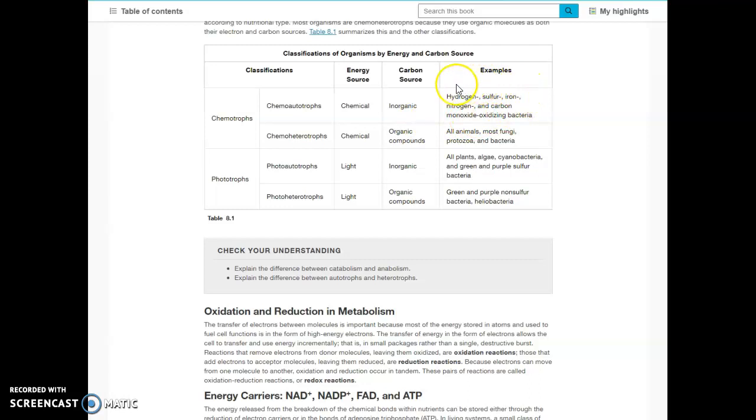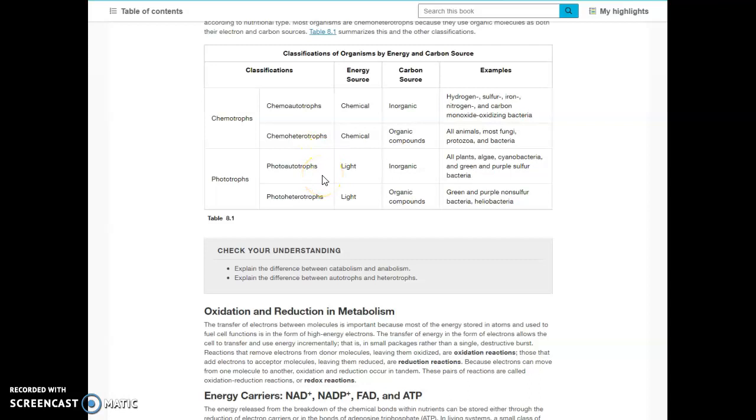And so if we look here, what types of examples are provided, these are sulfur bacteria, bacteria that can use iron and nitrogen. Then if we look at our chemoheterotrophs, we see all animals, and then most fungi, protozoa, and bacteria. So most of the organisms that we're going to talk about are going to be chemoheterotrophs.